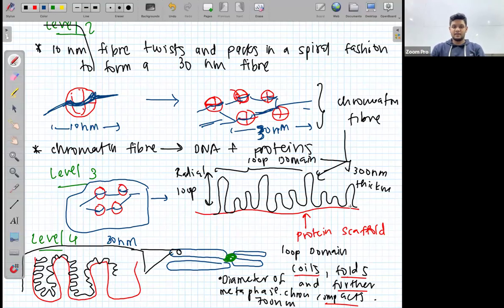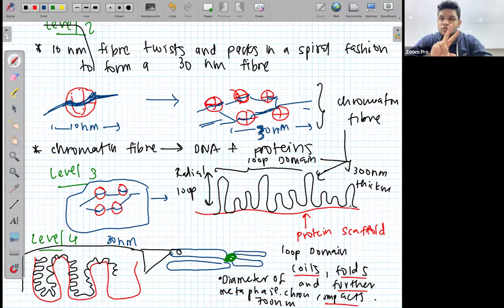In the fourth level, the loop domains undergo three things. They will be coiling, folding, and further compacting to form the mitotic chromosome. The sister chromatids of the chromosomes are already replicated in the S phase, and these metaphase sister chromatids have a diameter of 700 nanometers.